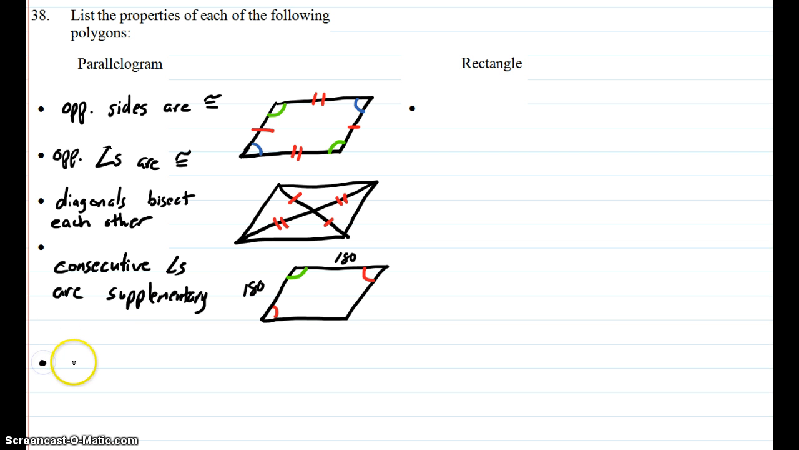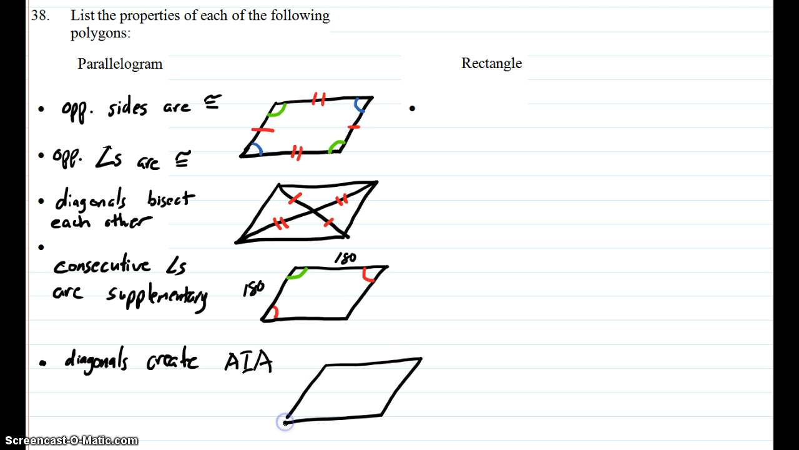And then the last one I like to include is that the diagonals create alternate interior angles. And so if I just draw one diagonal, this creates these alternate interior angles, and it also creates these alternate interior angles. And the same is true for the other diagonal, but I'm not going to draw it. I don't want to clutter.